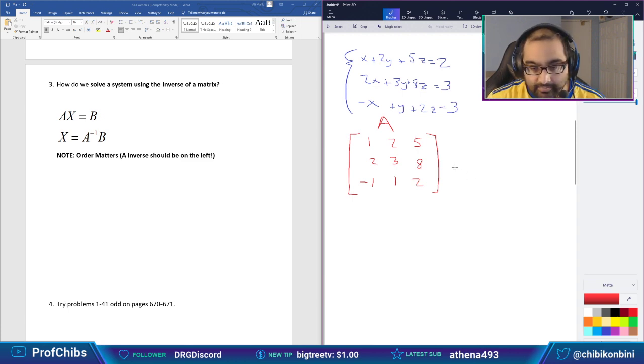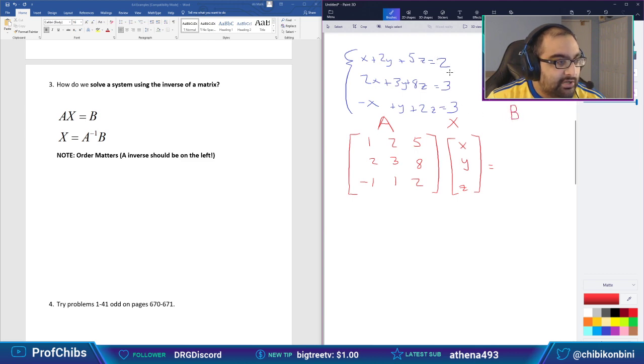Next to that will be X. Now this matrix X is just going to be our x, y, z matrix, so the letters that we actually have here. Then we'll have equals. And then our matrix B in this case is going to be all the answers that we have on the right-hand side. So 2, 3, and 3.